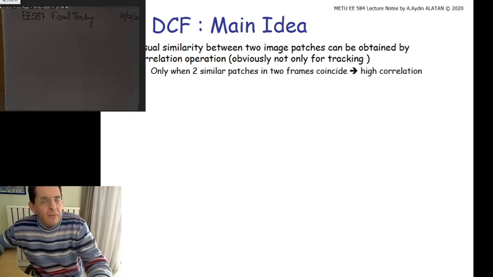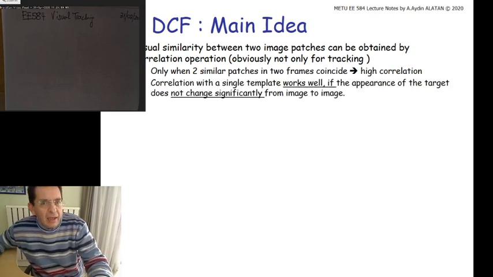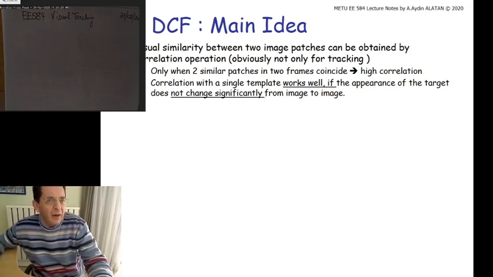The concept is this: if they coincide, if you just put them on top of each other in the correct place, there will be a high correlation. Otherwise, it will be a low correlation. That's the idea. Now, please note at this point, such an approach will work very well if the appearance of the target does not change significantly. If it changes, then there could be some problems that we have to deal with.